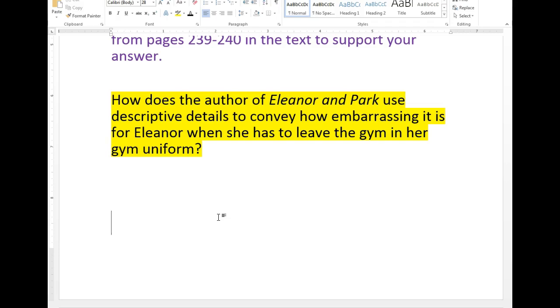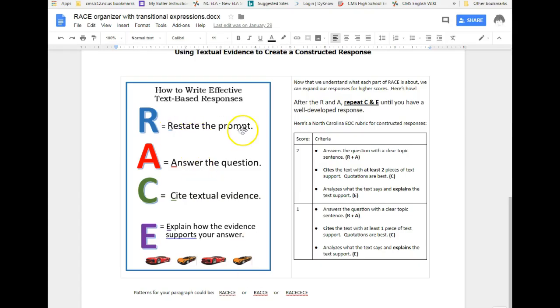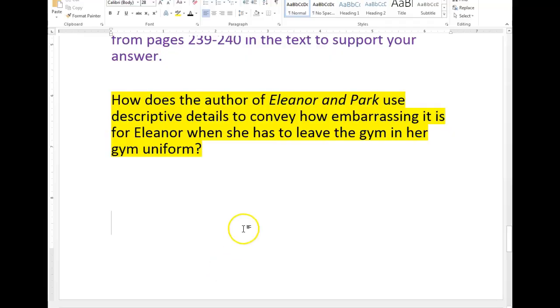All right, so hopefully you are now ready to write. Let's do the R and the A together, just for practice. So we take the question, and we're going to restate it and answer the question. So here we go. The question is, how does the author of Eleanor and Park use descriptive details to convey how embarrassing it is, blah, blah, blah. So let's go ahead and get the R out of the way, the restating.